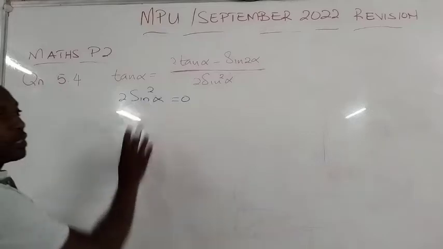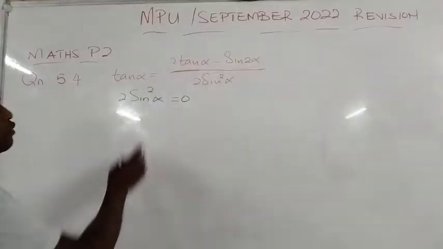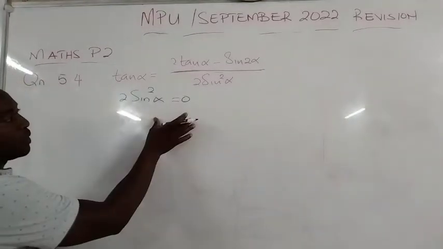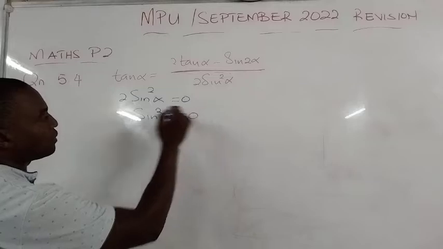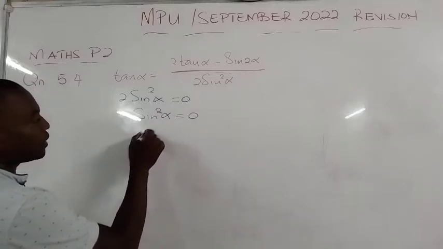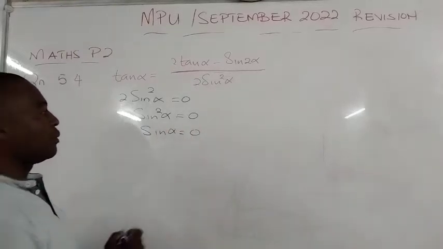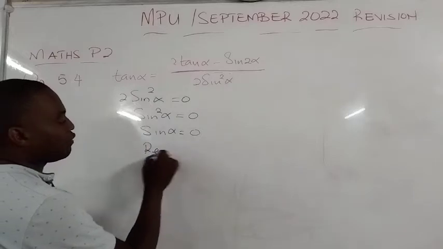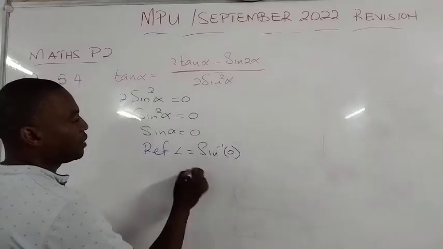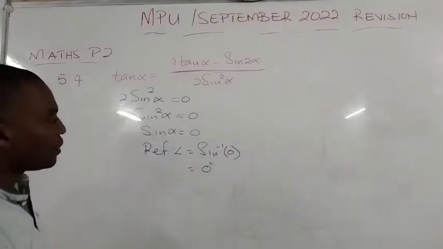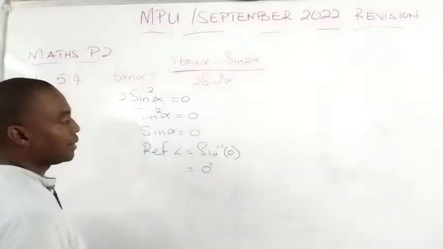So we are going to solve this to find the values of x, which will be a general solution for which this is undefined. So solving this, we divide by 2, we get sine squared alpha is equal to 0, and then finding the square root of both sides, sine alpha is equal to 0. And then when we reach this stage, we need to find the reference angle, which is sine inverse of 0, which is 0 degrees. And our solutions, since our ratio is positive, we are in the first and the second.